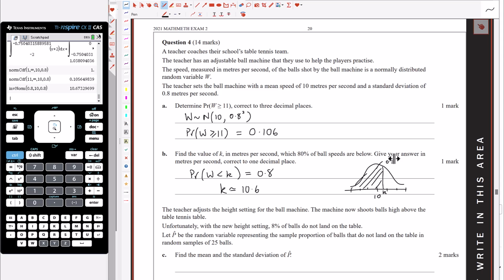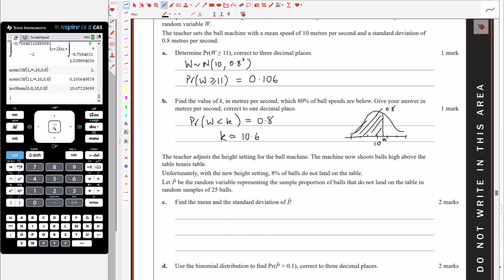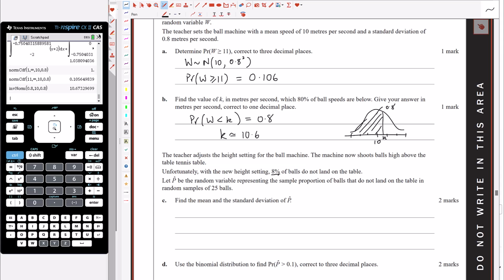The teacher adjusts the height setting for the ball machine. The machine now shoots balls high above the tennis table. Unfortunately, with the new height setting, 8% of balls do not land on the table. Let p hat be the random variable representing the sample proportion of balls that do not land on the table in random samples of 25 balls. Okay, so this is p, that's the population proportion. P hat. So find the mean and standard deviation of p hat.